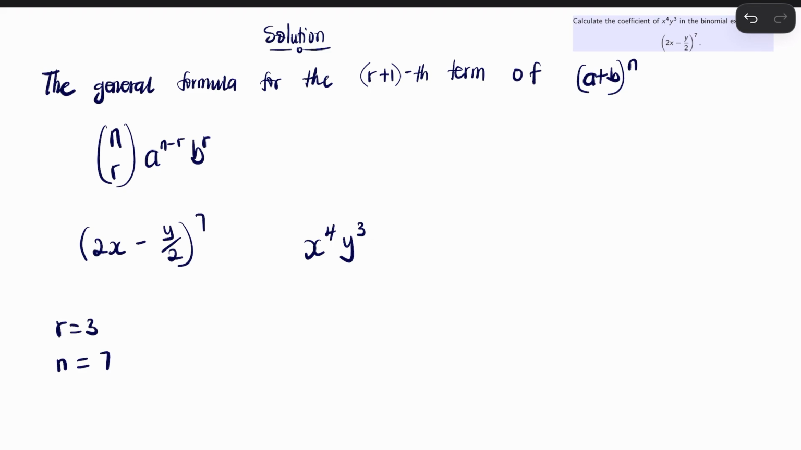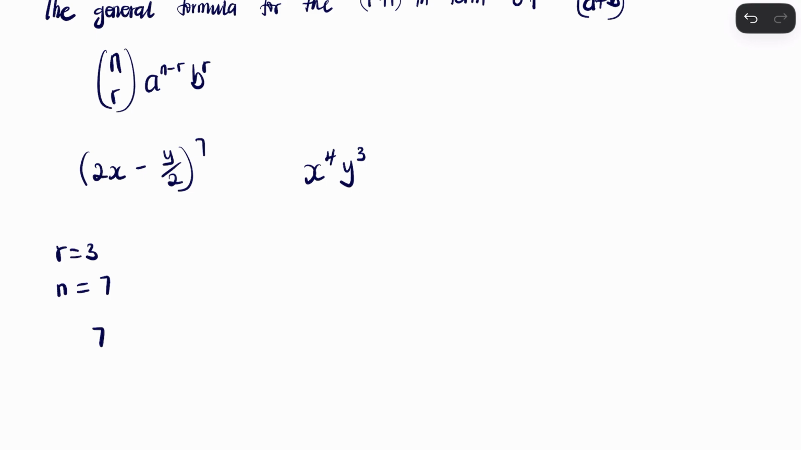And so from our formula, we are going to have 7 choose 3, then a, and a here is this term here, that's 2x.